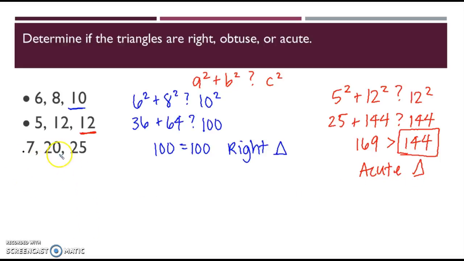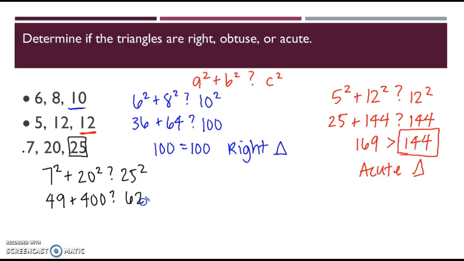And then for the last one, 7, 20, and 25. That 25 has to be my c squared. So we've got 7 squared plus 20 squared. I want to know how that relates to 25 squared. 7 squared is 49. 20 squared is 400.